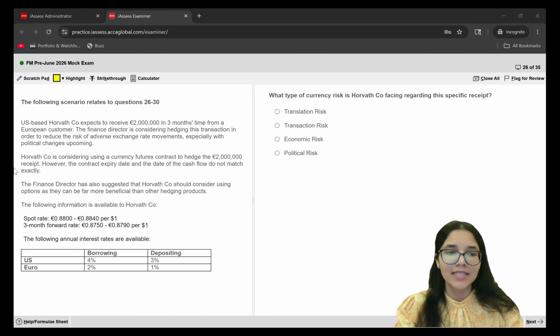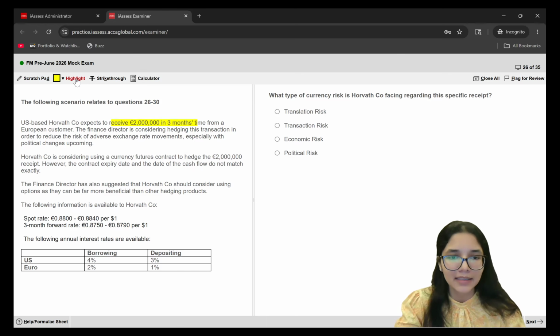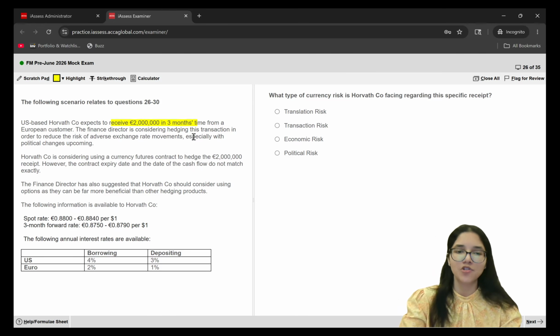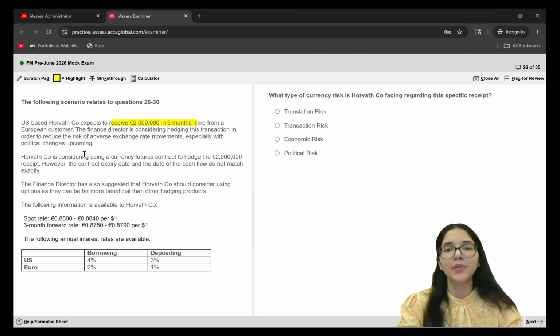So let me read through the case study. US-based Horvath company expects to receive 2 million euros in 3 months' time. So it's a receipt that we are going to have 3 months later from a European customer. The finance director is considering hedging this transaction in order to reduce the risk of adverse exchange rate movements, especially with the political changes upcoming. Horvath company is considering using a currency futures contract to hedge the receipt. However, the contract expiry and the date of the cash flow do not match exactly.